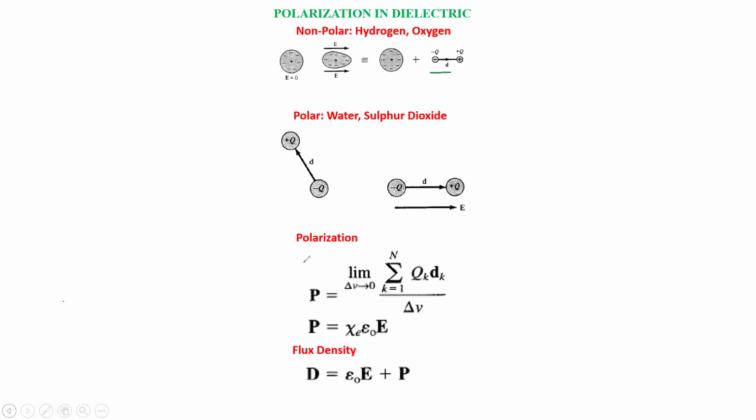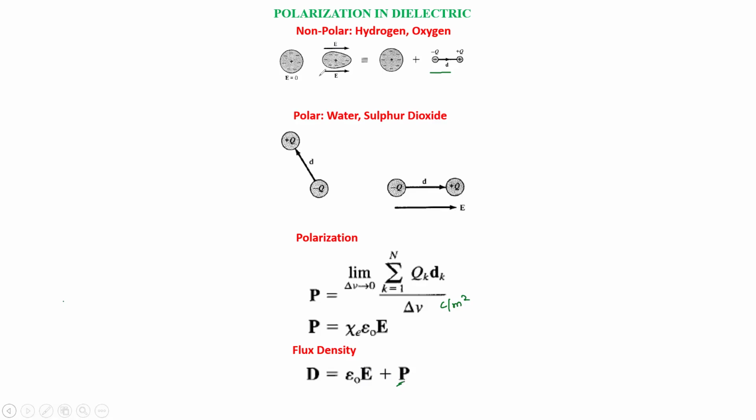And in the case of polarization, it is the limiting case when the volume is going to shrink, then dipole moment by del V is going to give us the polarization. Its unit is coulomb per meter square. And this polarization can be expressed in terms of susceptibility, and due to polarization, flux density is going to increase. That is D equal to epsilon naught E plus P. This is the general flux density, and due to P, flux density is going to increase.